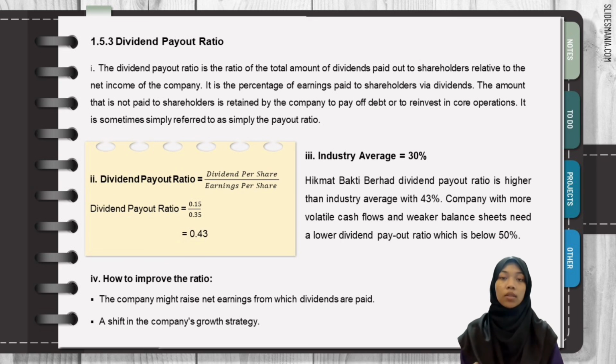strategy. Dividend payout ratio is the total amount of dividend payout to shareholders relative to the net income of the company. The formula for dividend payout ratio is dividend per share divided by earning per share, which is 0.15 divided by 0.35 equals 0.43. It shows that Hikmah Bakti Berhad's dividend payout ratio is higher than the industry average. To improve the ratio, the company might raise net earnings from which dividends are paid.